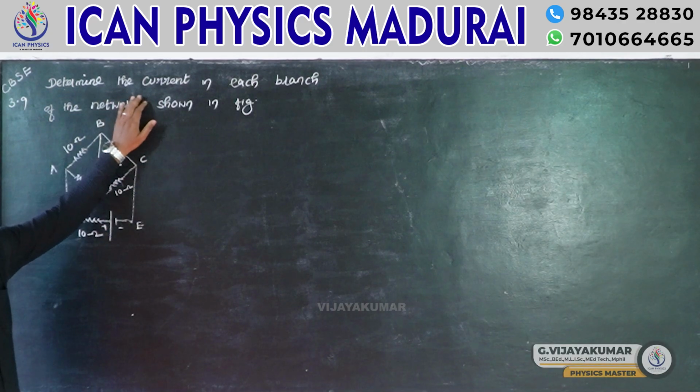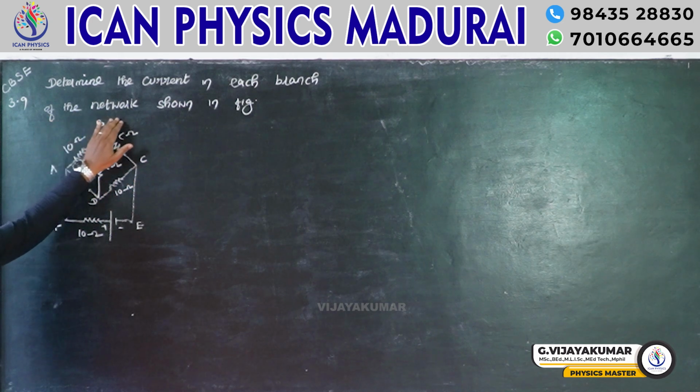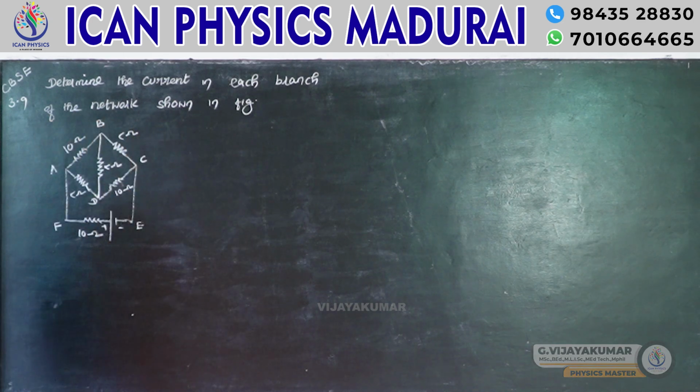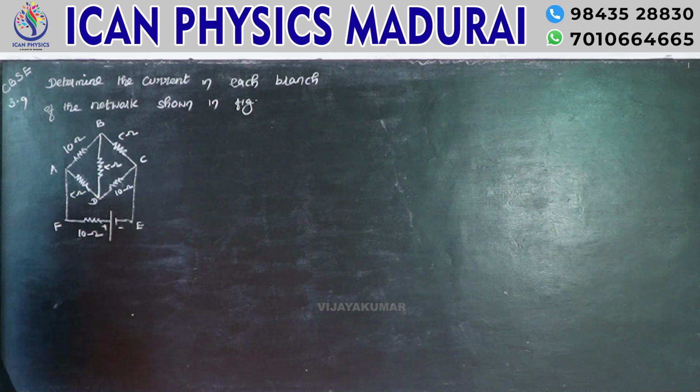Determine the current in each branch of the network shown in the figure. Okay, so it is the Wheatstone's bridge. Now, we are going to see the very important step.